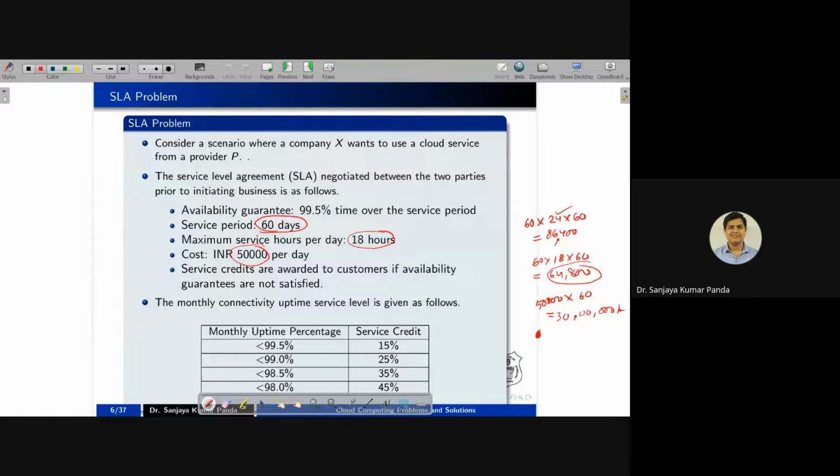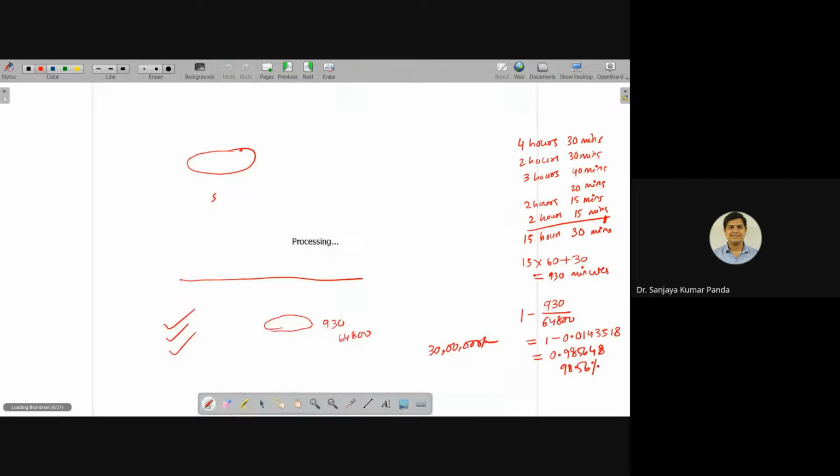Service credit is 25% or 35%? If it is 98.6, okay, yes, it is 25%, because 98.56 is not less than 98.5. So the penalty is 25%.